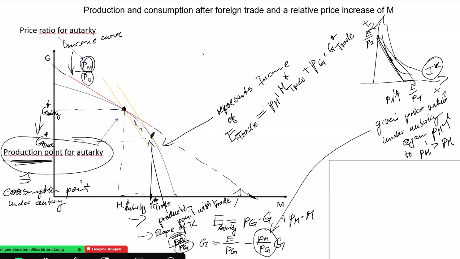Let's do this also in yellow. Everything under the trade income line can be bought.